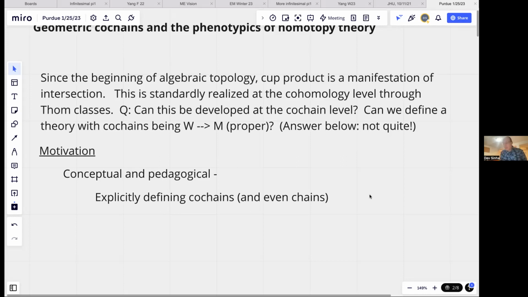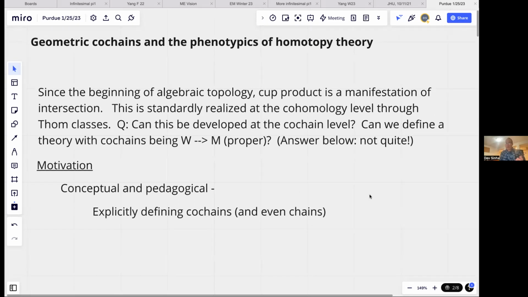So I'm going to talk today about something that really could have been done in the 40s or maybe 50s if you wanted to give it a little time, but is just now happening, which is getting serious about submanifolds, or more generally, proper maps of a manifold to another as a way to define cochains. And I wanted to just start with some motivation. Really, for me, it starts pedagogically.